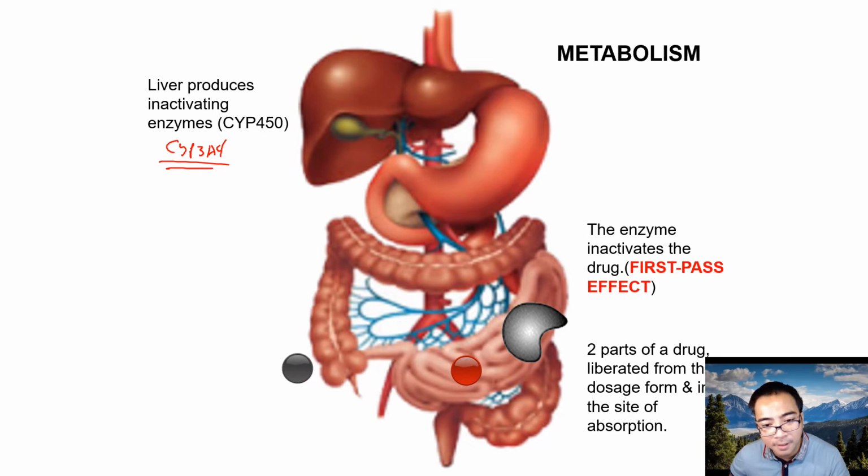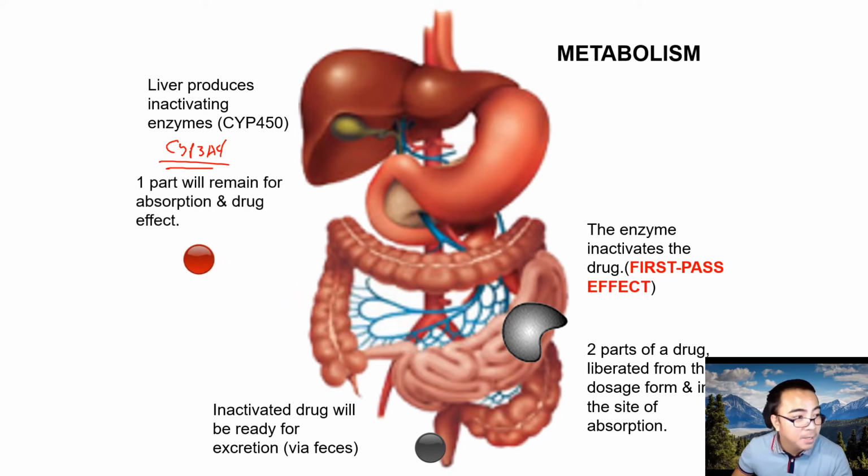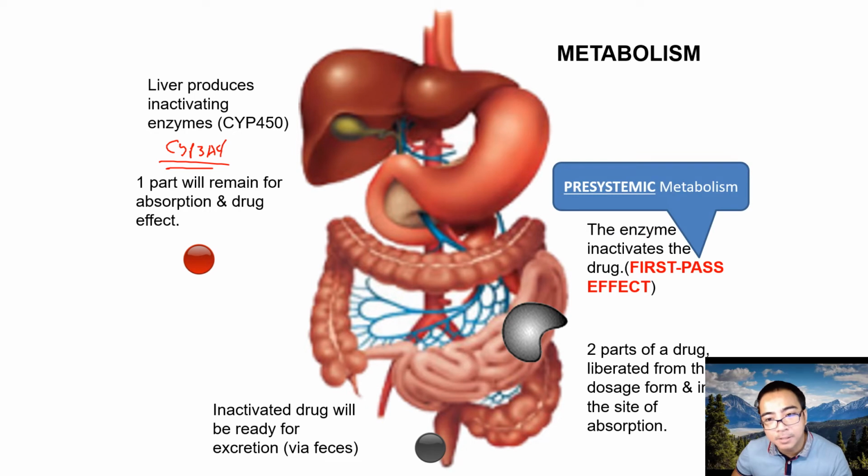And therefore the drug will simply go with the feces and be excreted before it even enters the bloodstream. So therefore, only one part of the drug remains for absorption and drug effect. Just so you know, first pass effect, once again, is a pre-systemic metabolism. Meaning before the drug even enters the bloodstream, it's already degraded.